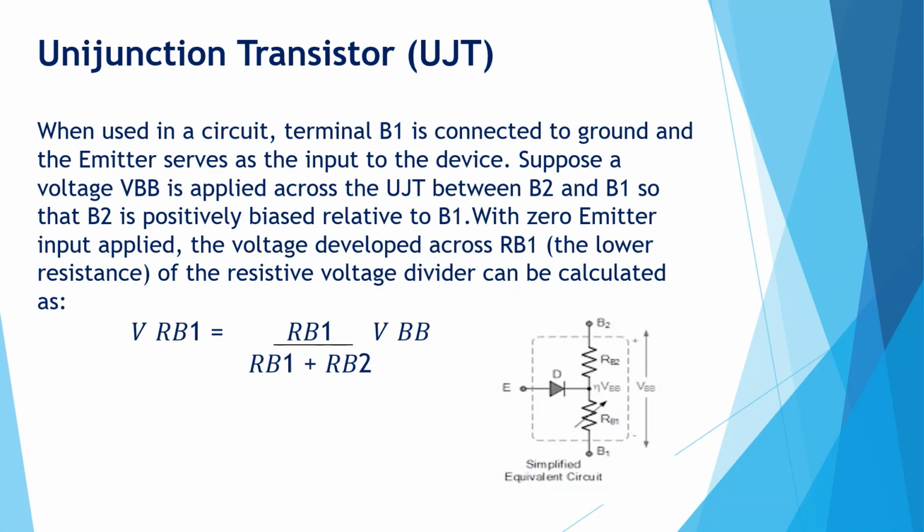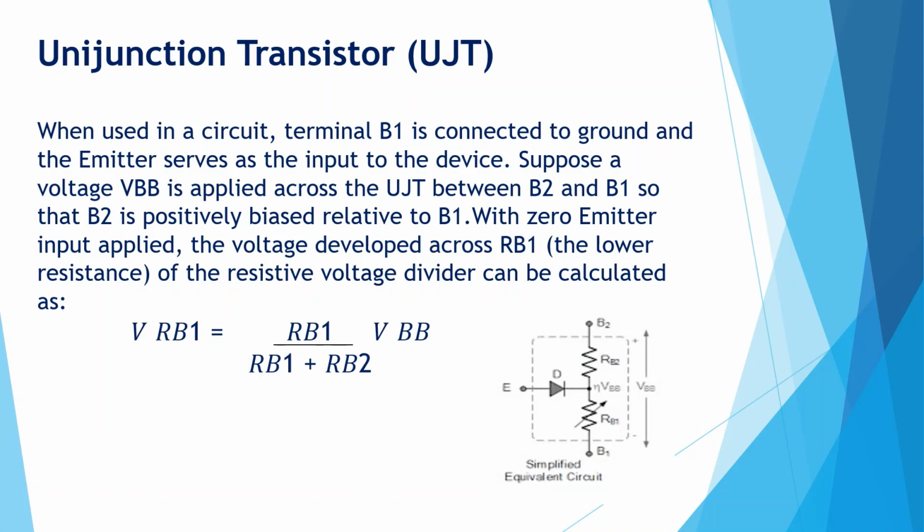And when VE is equal to VP, that means it reaches the peak point, what happens? The circuit will be switched on. The current starts flowing through RB1 to ground, as I said, base 1 will be connected to ground. The UJT is then said to have turned on, and in general terms we say that we have fired the unijunction transistor, switched on the unijunction transistor.